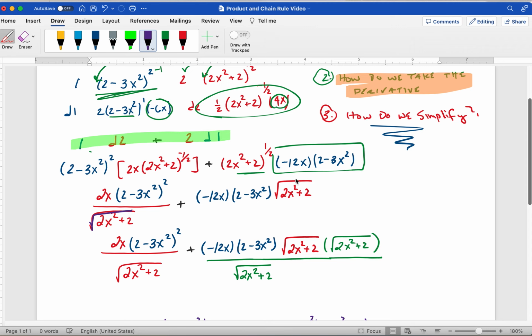Over here, there's really no such thing as a negative 1/2. In other words, I don't have it there, so I don't have to worry about moving anything to the bottom. This is just basically I moved the blue part out front, and I replaced the 1/2 with the square root.